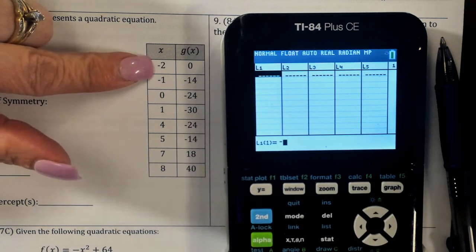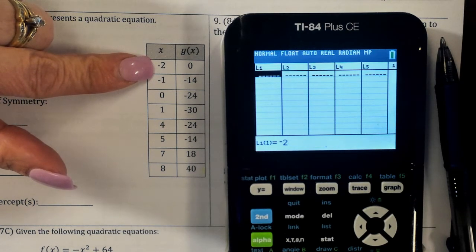So let's put this in, negative 2. Actually, I'm going to pause this while you put it in, and in about a second, it's going to be done.